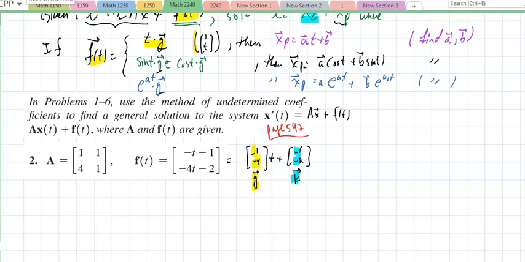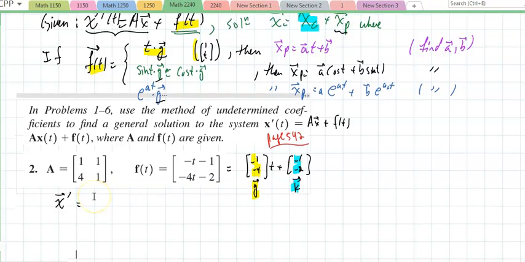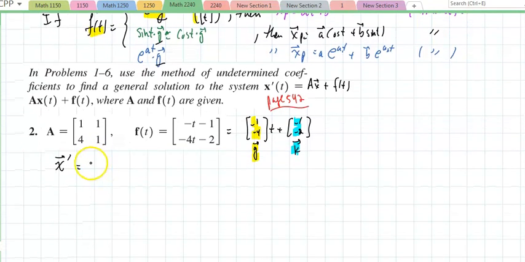So, I know that x prime equals Ax, in this case, plus t multiplied by G plus K. And in case you're confused, I'm going to color code those until we're done.